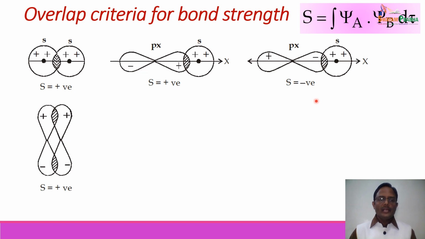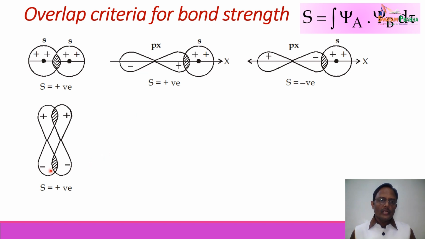Another possibility is the lateral or sidewise overlap. Suppose this is a pz orbital with a positive wave function in this lobe and a negative wave function in this lobe, overlapping laterally with another pz orbital, again lying along the z axis, with a positive wave function in this lobe and a negative wave function in this lobe. When they overlap with each other, this positive overlap will lead to a positive S.